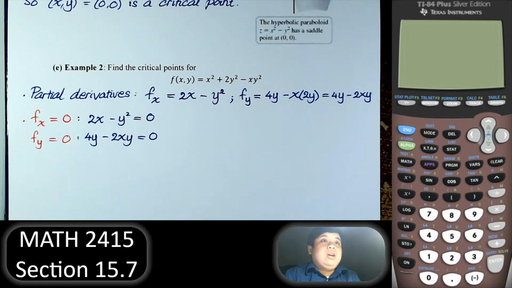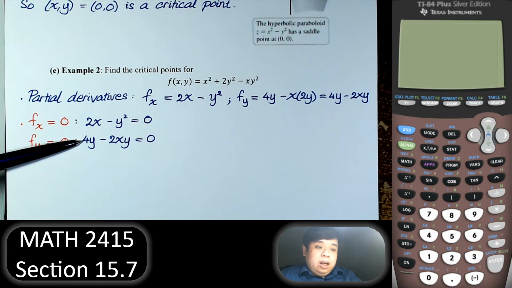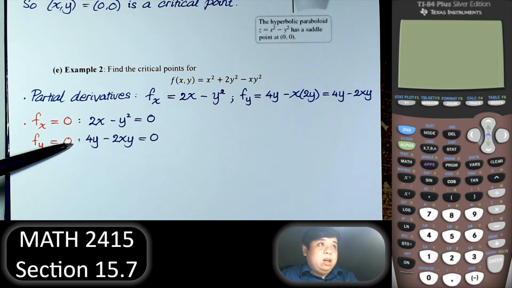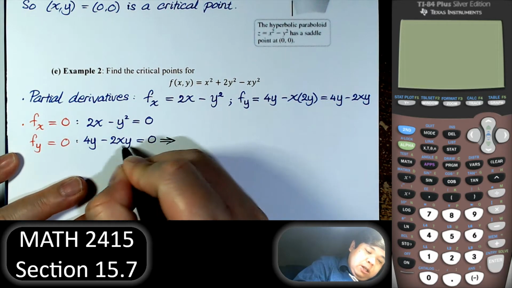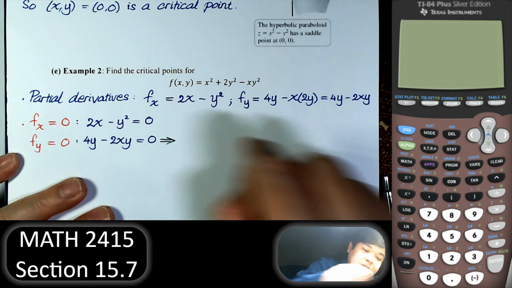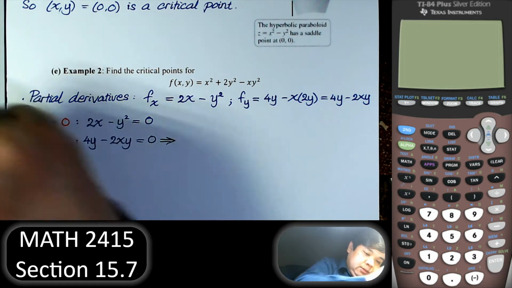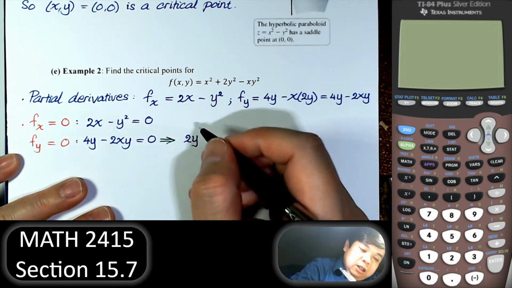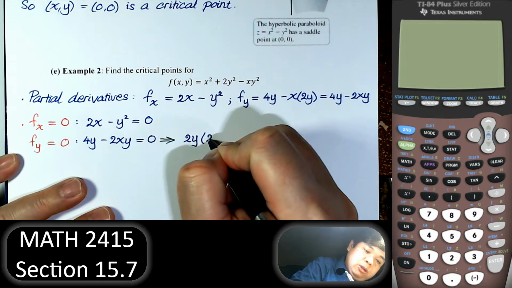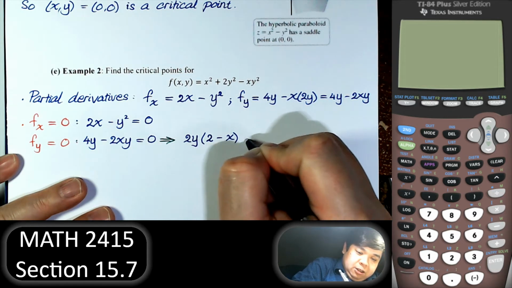Right. Now the problem with this is that sometimes it's not a linear system of linear equations. So the way we solve that depends on the problem. In this problem, what I see here is this is 4y and then minus 2xy. So why don't we factor out the y, factor out 2y, and we can solve for y and x. I will factor out 2y, and then I will have 2 minus x equal to 0.